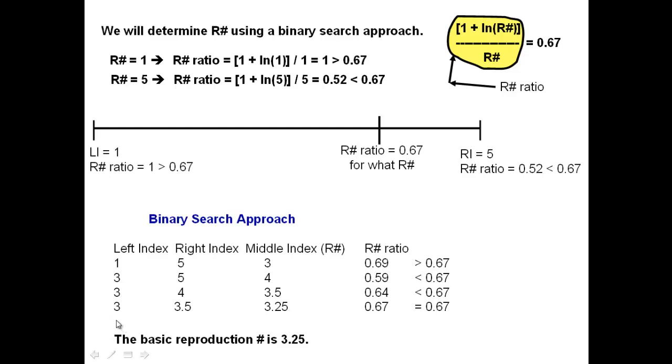So 3 for left index as it is, 3.5 now the value for right index. The middle index is now 3.25. Substitute r hash with 3.25, we get 0.67. So we are rounding to 2 decimal places, and that is also equal to 0.67. So the value of r hash we have is 3.25 for the DCs.